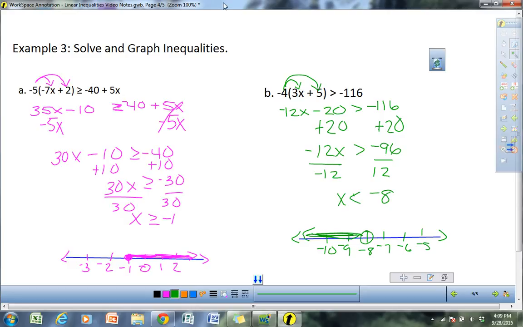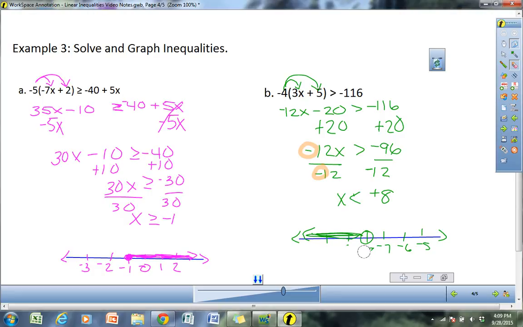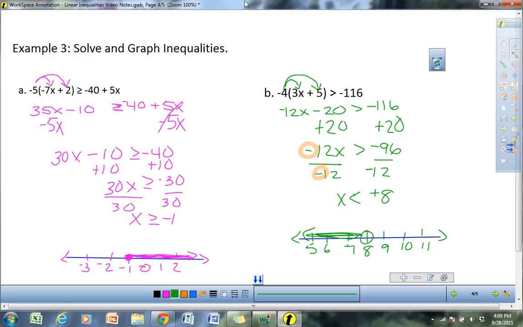So big part here, when you divide or multiply by a negative number with inequalities, I should have a negative there. Oops, did I make a mistake? I did make a mistake. This should be positive 8. Alright, let's erase that. So this should actually be positive 8, 9, 10, 11. Sorry, someone was knocking on my door and distracted me. Okay, there we go. So when you divide by a negative number or multiply, you have to flip the sign, every single time.